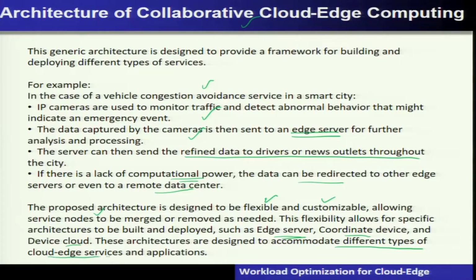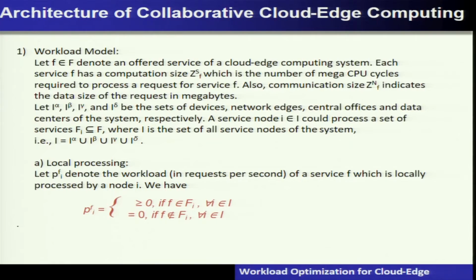So, different types of cloud edge services and applications are now being made possible under this architecture of collaborative cloud edge computing. Let us see the workload model. Let us say that F denotes the offered services of the cloud edge computing system, and each service F has a computation size, which is the number of CPU cycles required to process the request of the service F. Also, the communication size N is needed, the data size of the request in megabytes.